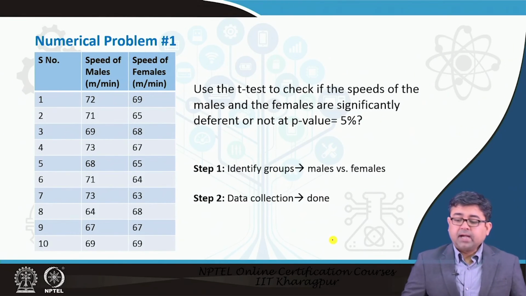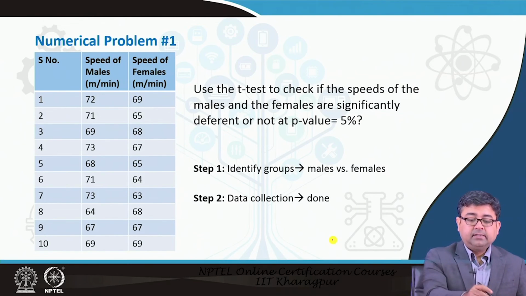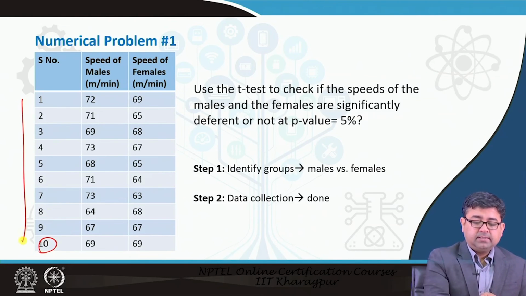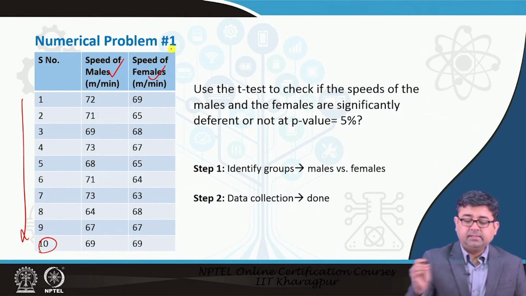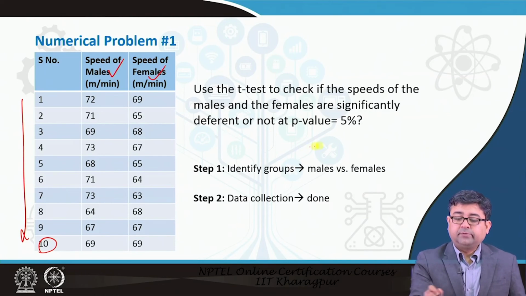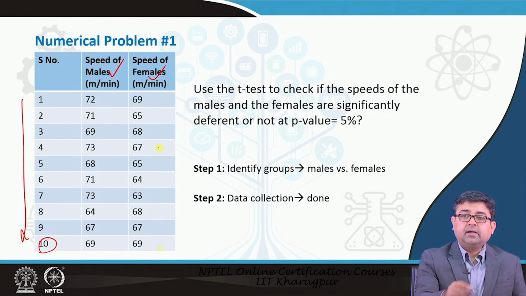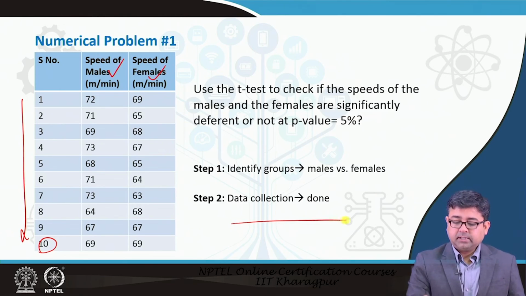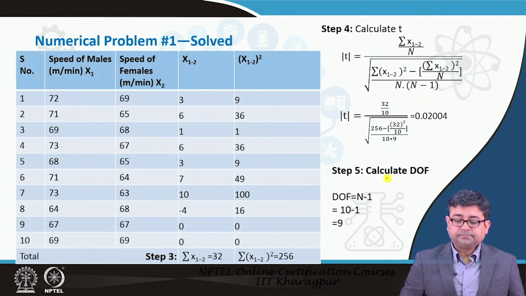So, let us quickly look at a simple example that will allow you to understand all the calculations. Say that you have collected the speeds of 10 different males and 10 different females. Your aim is to find out whether the mean speeds between these two groups are statistically significantly different or not. The data collection was done and the groups were identified.